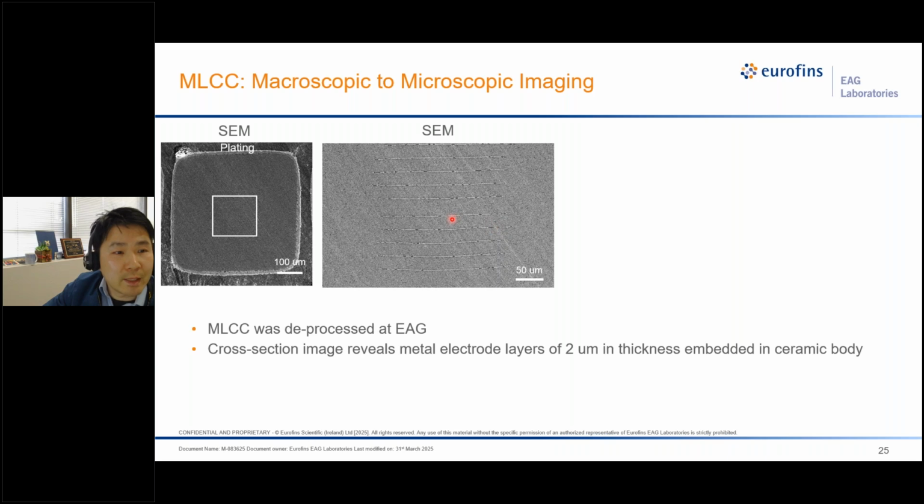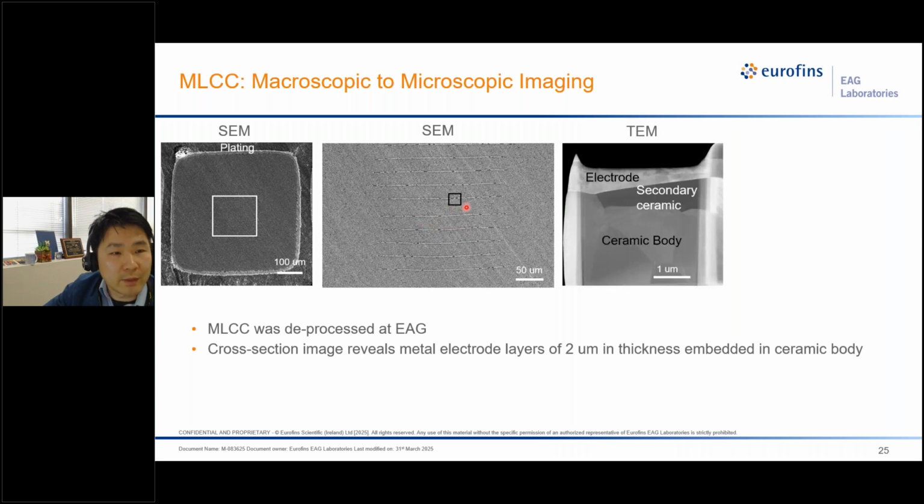So we took a TEM specimen in the same orientation in the cross-section, targeting the interface between the electrode and ceramic body, including the secondary ceramic phase. So you can see the body of the ceramic is polycrystalline with grain size between 1.5 to 2 micrometers. And the secondary ceramic phase has a different contrast in TEM.